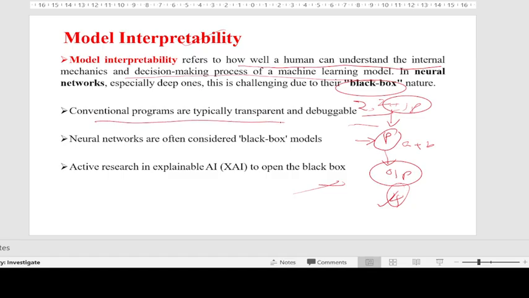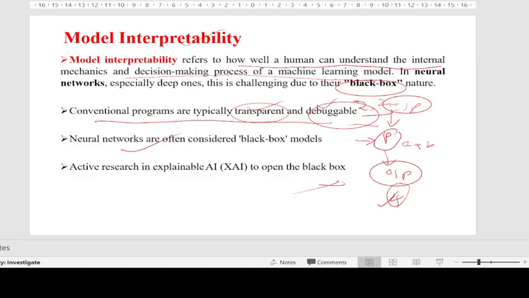Conventional programs are typically transparent and debuggable. That means it is very transparent, you know what the output is. Debuggable means you can easily solve the error, and wherever the error is coming from, you can easily get it solved. Neural networks are often considered black box models because we don't know how the decision is taken.